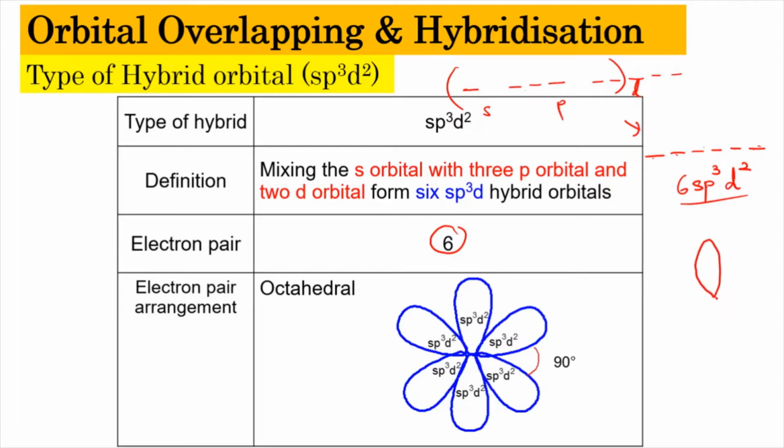So 1 sp³d², 2 sp³d², and then we have 2 on the left hand side. Okay, and then this, and then like this. Okay, so label every lobe with sp³d², and they are equivalent in energy.